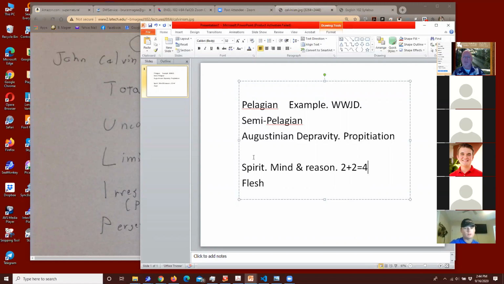Okay, so the semi-Pelagian view is the Catholic kind of splitting the difference. Catholicism kind of splits the difference. You do some works. You also need to be absolved by the priest. So, it's a little of one, a little of the other.